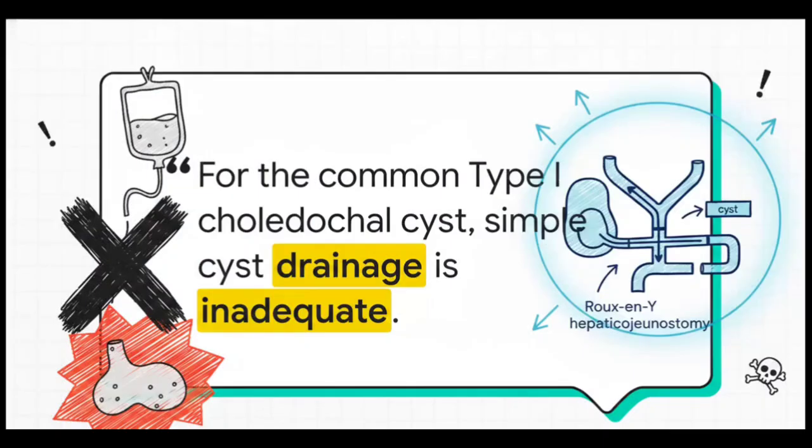Now here is a massive trap. Please listen to this. For a type I choledochal cyst, you will almost always see an answer choice offering simple cyst drainage or internal drainage. Do not pick it. Simple drainage leaves the cyst wall behind, and because that specific tissue has a highly elevated risk of turning into cholangiocarcinoma, just leaving it there is completely inadequate. The standard, totally correct operation is complete cyst excision with a Roux-en-Y hepaticojejunostomy. Never ever settle for just drainage.